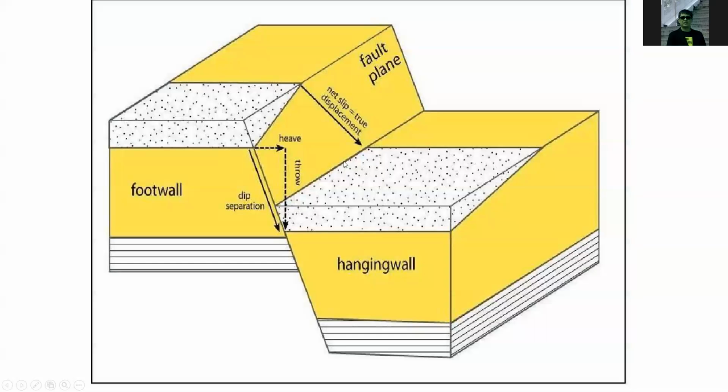Okay, so this is the horizontal displacement, it's called the heave, and the vertical displacement is called the throw. Okay, so heave and throw.